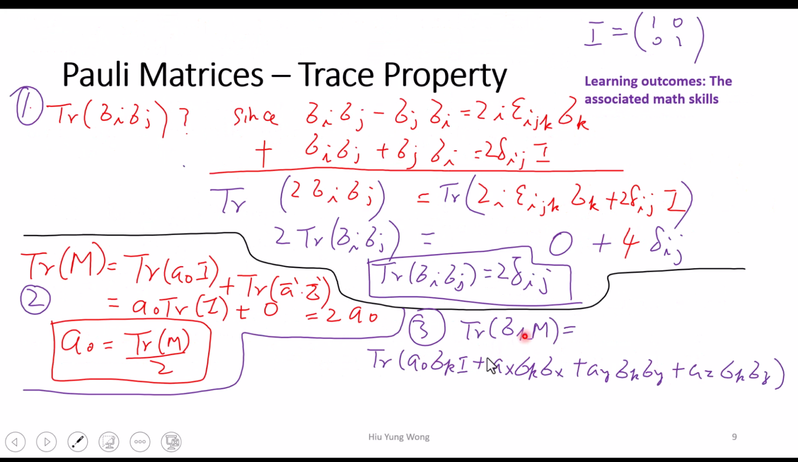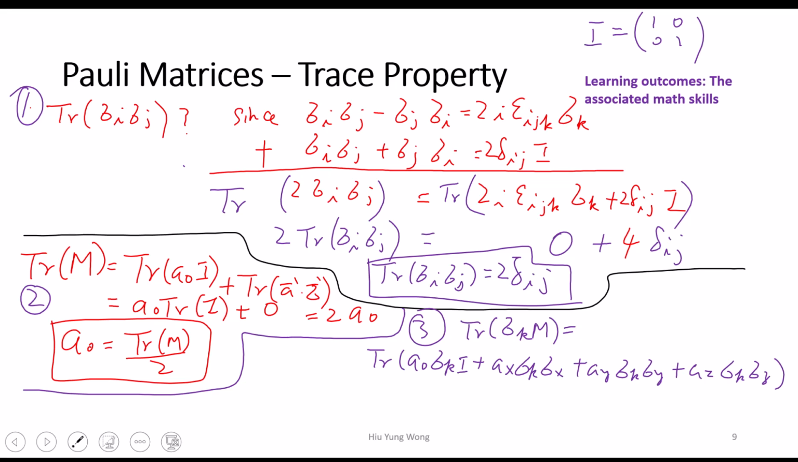I just want to know what is the trace of this one, because I read from the textbook that this will help me to find AX, AY, AZ. But now I want to find the trace of sigma k times M. M is just A0 times I plus AX times sigma x plus AY times sigma y plus AZ times sigma z, right? Make sense? And now I multiply sigma k, just the distribution law. I prepend it to the left. That's what I have, right?